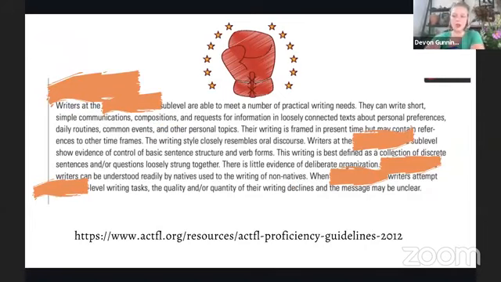Oh, and this is the link where you can get all of these, the proficiency guidelines, because I stole this. I literally took a screenshot of this, and there's the copyright right there.